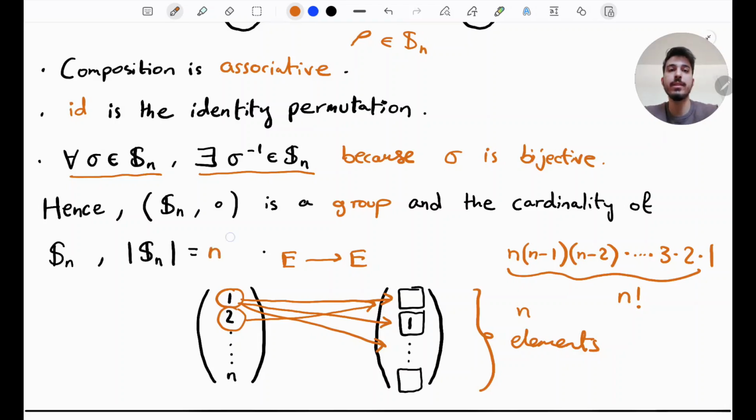So the cardinality of Sn is n factorial. In other words, in a group of 5 elements, there are 5 factorial possible permutations: 120 permutations in a set of 5 elements.